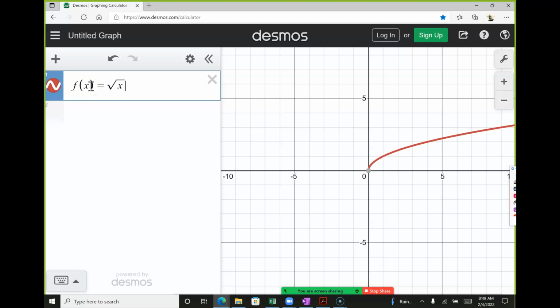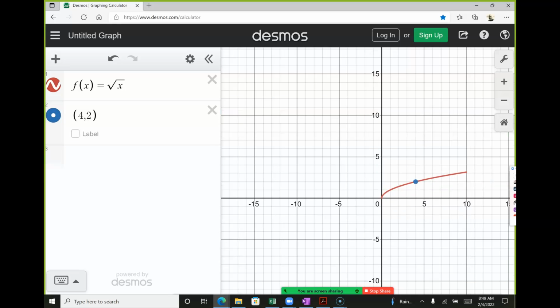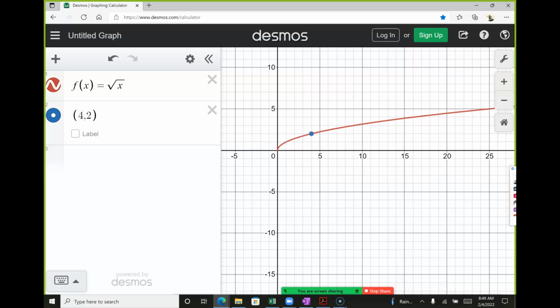And there it is. I want to pick a point on there, something in the domain. So for example, I can pick the point 4, 2, right? Square root of 4 is 2, right? We agree? So I'm going to get the tangent line at that point. Everybody with me here?